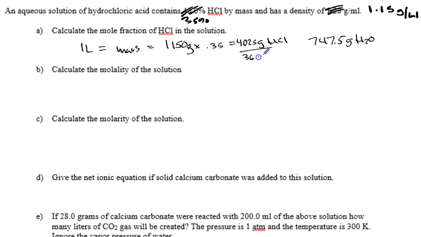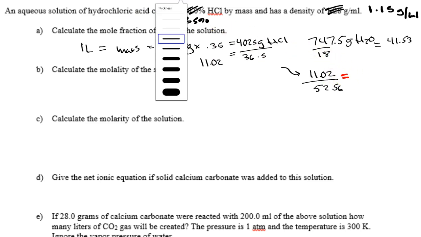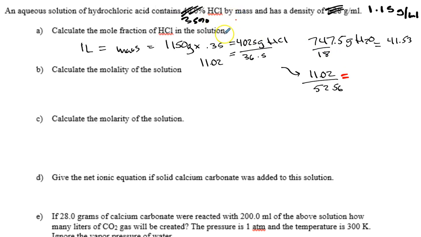So this is 36.5 again, and this is 18 again. All right, so I went ahead and did all the math, except for dividing, to get the actual answer in the end. So what I did here, I took 402.5 grams, and I divided by the molar mass of HCl, and I got 11.05 moles of HCl. Over here I took 747.5 and divided by 18 and got these moles of H2O.